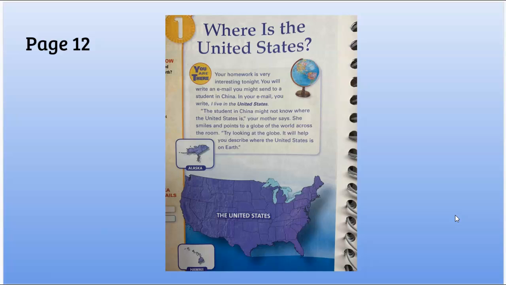Your homework is very interesting tonight. You will write an email you might send to a student in China. In your email, you write, I live in the United States. The student in China might not know where the United States is, your mother says. She smiles and points to a globe of the world across the room. Try looking at the globe. It will help you describe where the United States is on Earth.